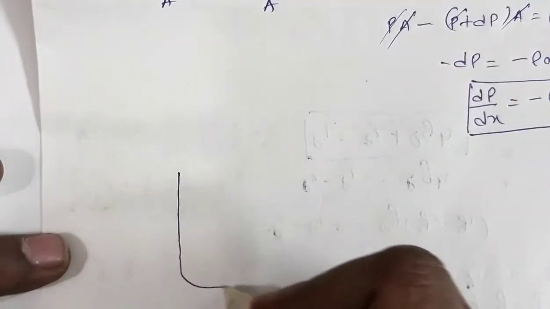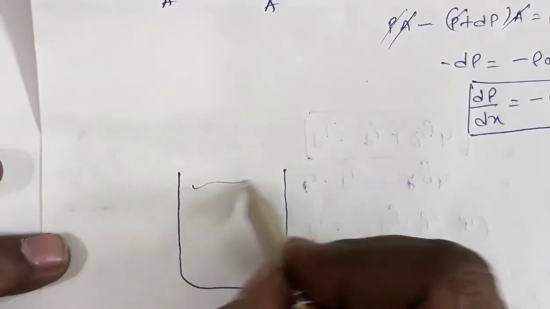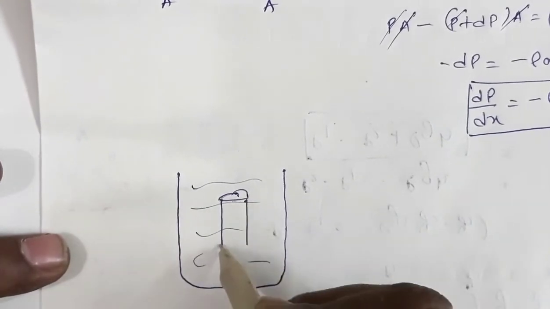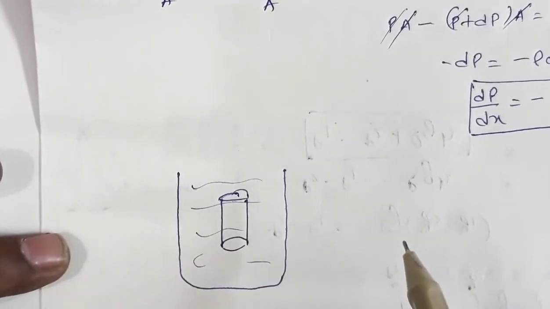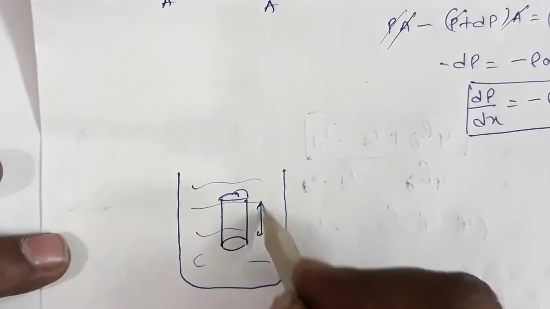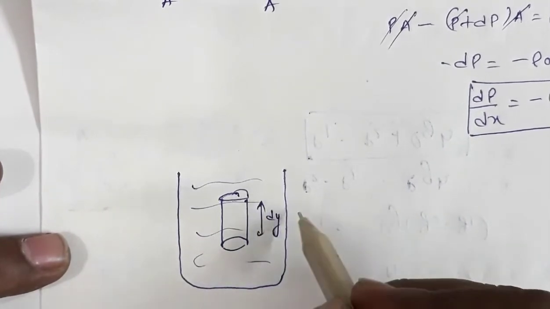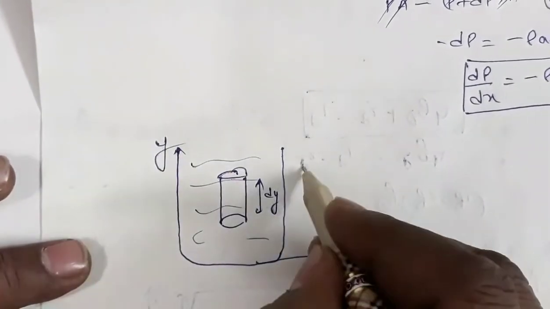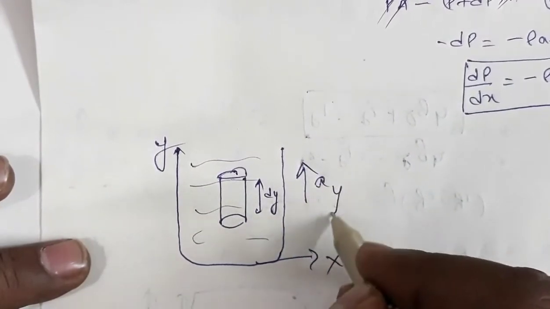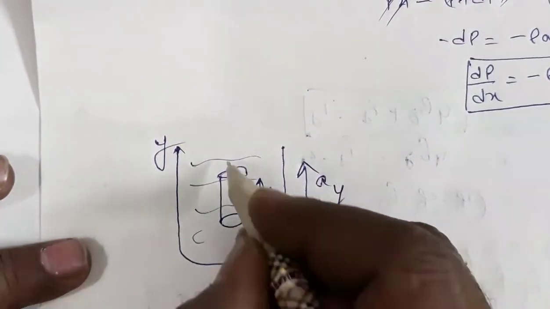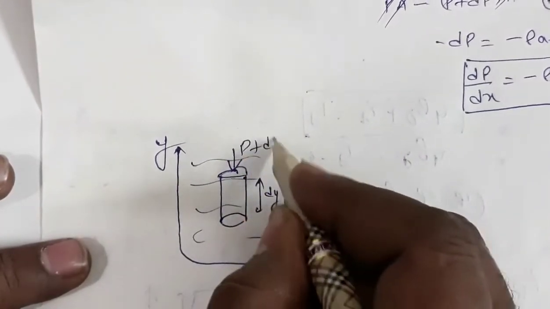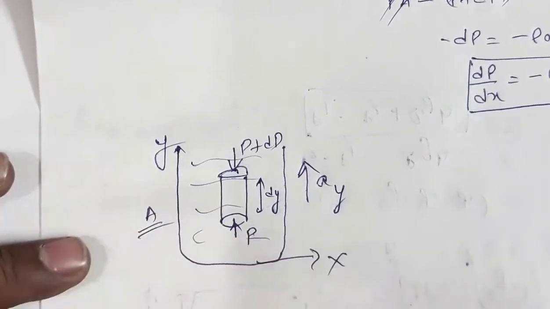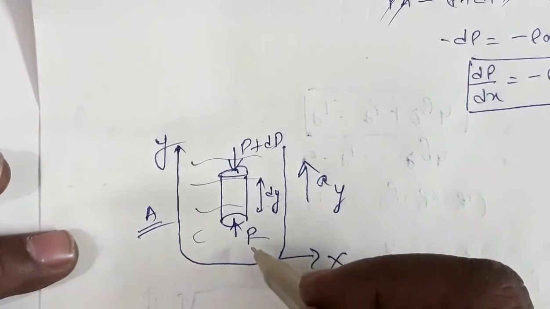So this is a vessel containing some liquid. Now again let us consider a cylindrical volume. Let's say height is dy. This is x-axis, this is y-axis. The system is accelerating in the upward direction with acceleration ay. So pressure on this part is P plus dP, pressure on this part is P. Again let's say A is the cross-sectional area. Now system is moving in the upward direction.